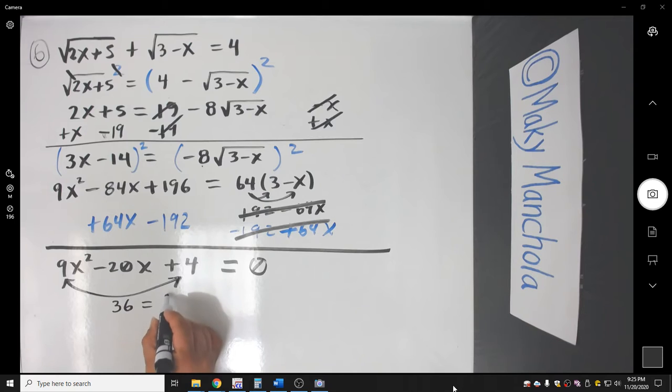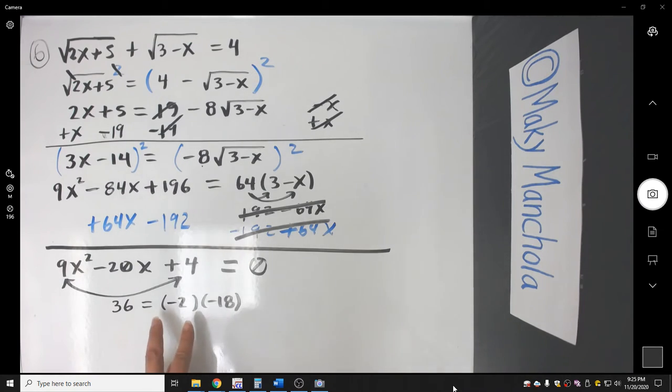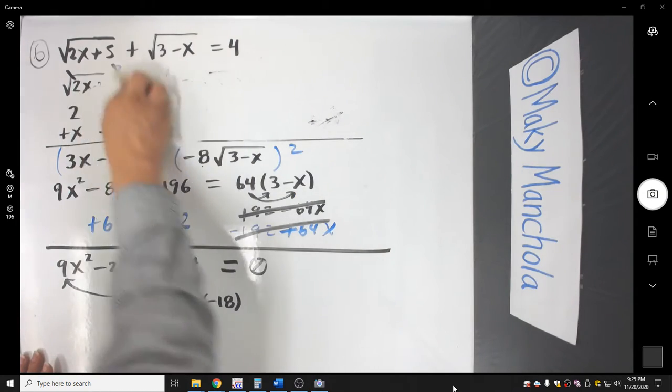Now we intend to write 36 as the product of two factors whose sum will be the middle coefficient. As it turns out, that's negative 2 times negative 18. Observe, negative times negative is positive, 2 times 18 is 36. When you add negative 2 and negative 18, you get negative 20. So now we're going to split the middle term. Let's do that here in the middle. So we're going to erase the middle to be able to do the work.